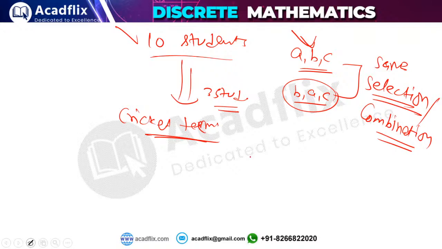So what will be the answer? The answer is very simple. You want 3 students out of these 10 students. So how many ways are there? 10 ways are there to take one student. Once you have taken this student, wait a second.